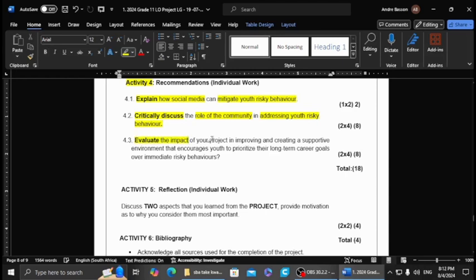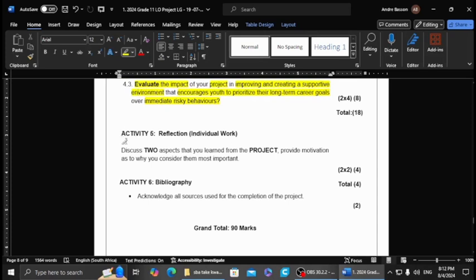Evaluate the impact of your project in improving or creating a supportive environment that encourages youth to prioritize lifelong career goals over immediate risky behaviors. You're going to have to think out of the box here about your project, your presentation, because remember that's the goal of your presentation, to help improve and create a supporting environment for the youth to focus more on their careers than risky behaviors that can take away careers. So think very carefully there.